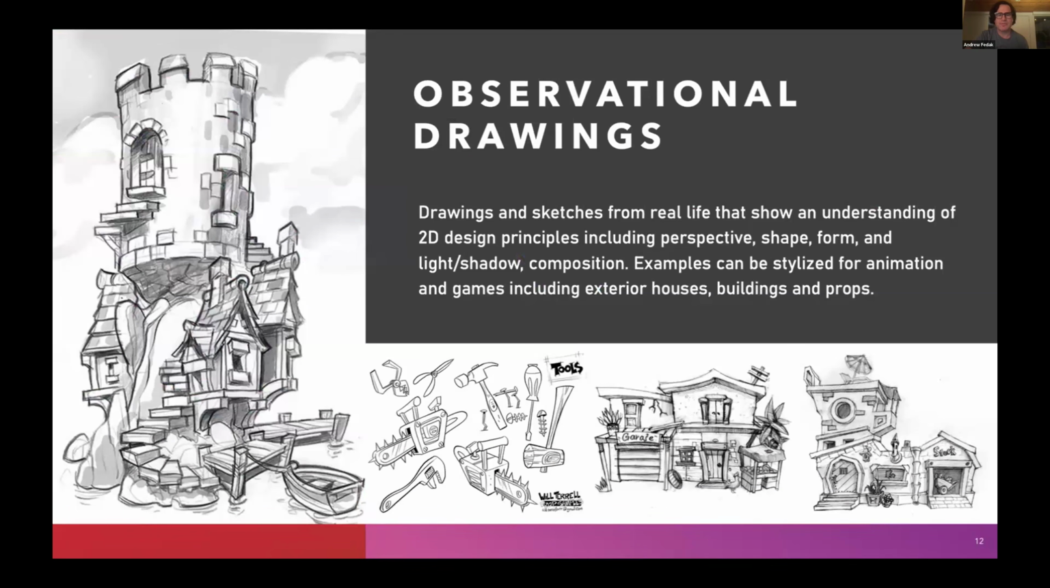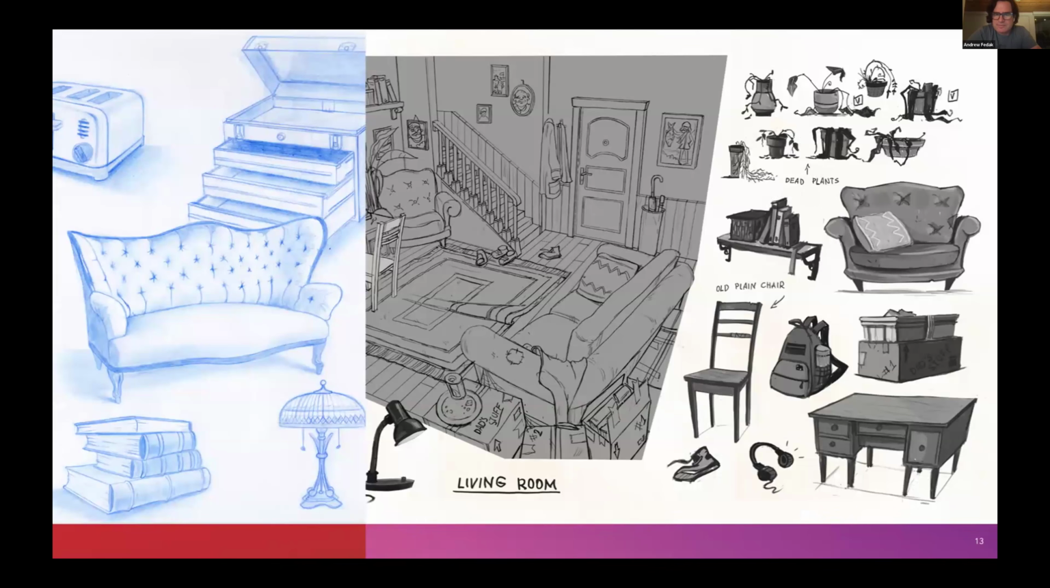So the first one, observational drawings and sketches from real life that show an understanding of 2D design principles, including perspective, shape, form, light and shadow, and composition. Examples can be stylized for animation and games, including exterior houses, buildings, and props. And so we've got a couple of examples here that you can see. Here's some more.